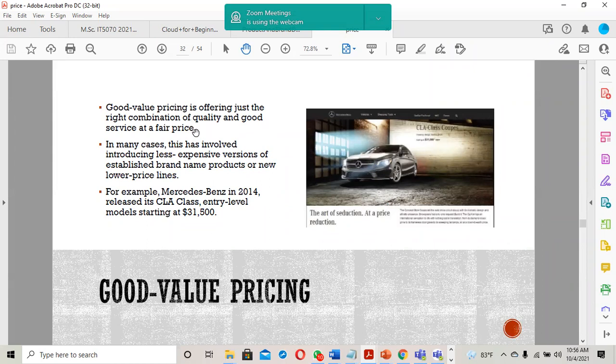You are not being unreasonably high in setting the price. You are setting a good value. The right combination of quality and good service coupled with a fair price, that is good value pricing. But still, this comes under value-based pricing.